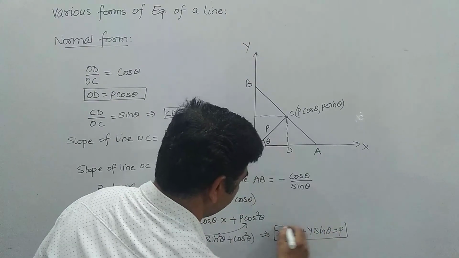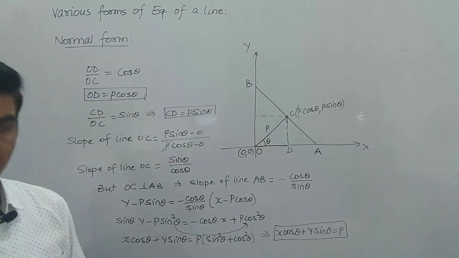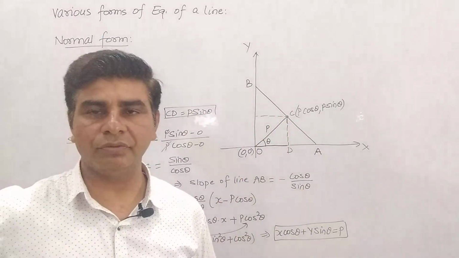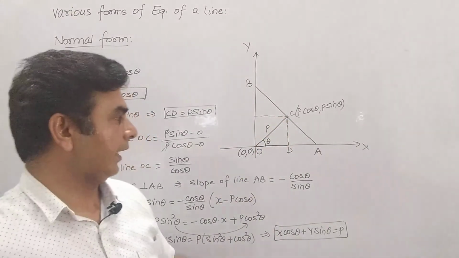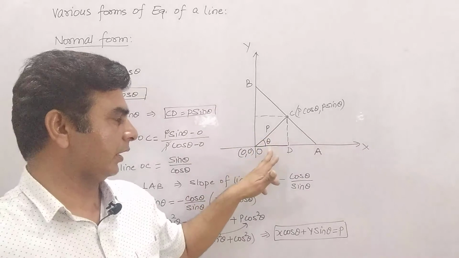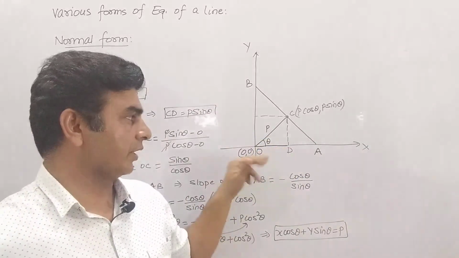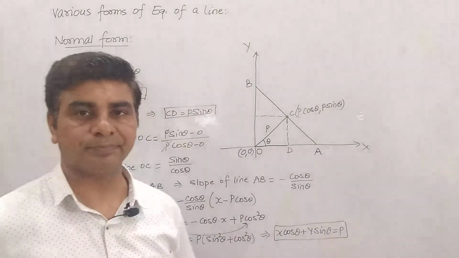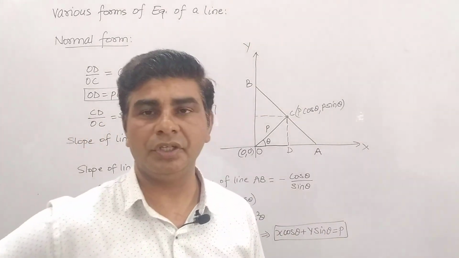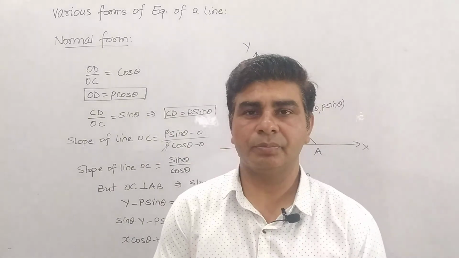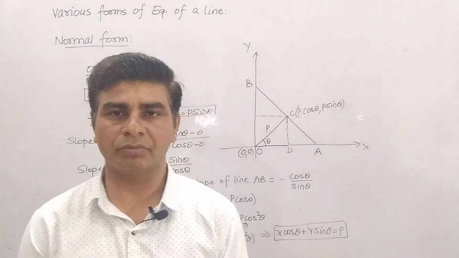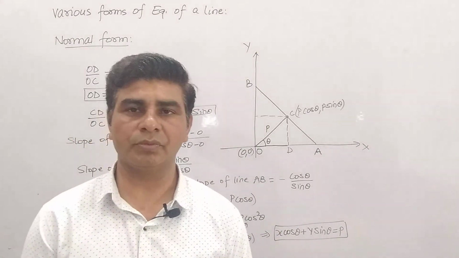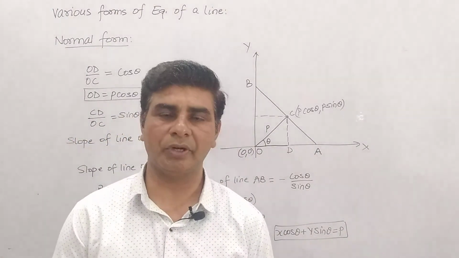So the equation of a line in which the perpendicular distance from the origin is given, and that perpendicular line makes an angle theta with the x-axis, is given by x cos theta plus y sin theta is equal to p. So dear students, these were the generalized basic forms, various forms of the equation of a line. Based on these generalized forms, we will now start exercise 10.2.